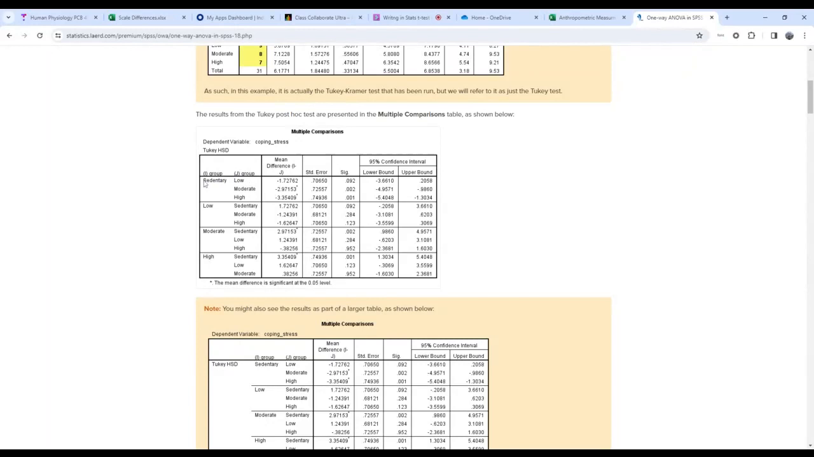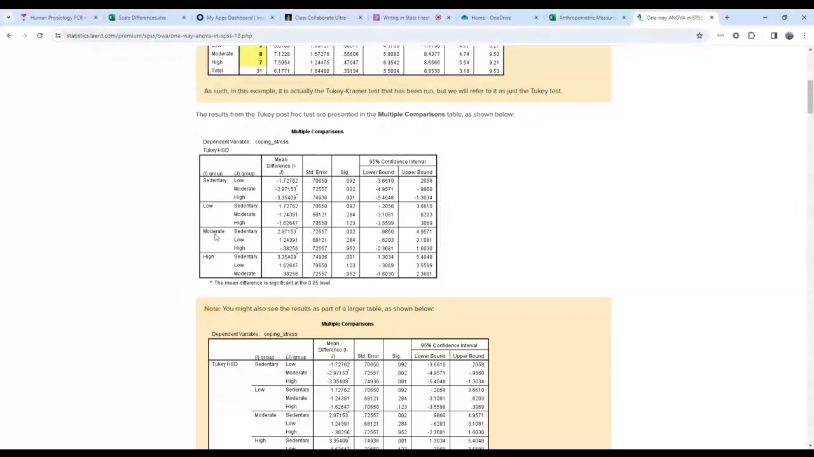So sedentary versus low, 0.09. Okay, so sedentary and low groups are not different. Sedentary versus moderate, 0.02. They are different. Sedentary versus high, 0.01. They are different. Low versus sedentary, we already got that one. Not different. Low versus moderate, not different. And low versus high, not different. So far, sedentary versus moderate and higher are the only differences.